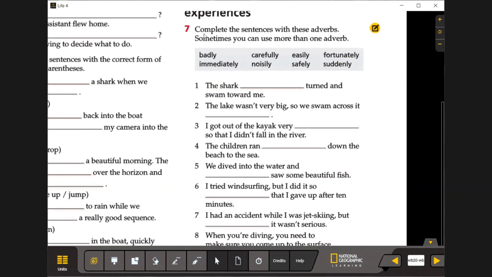Gael, could you please read the adverbs there? Yes. Badly. Carefully. Easily. Fortunately. I'm not sure about this one. Immediately. Noisily. Safely. Suddenly. Very nice. Okay, that's all.